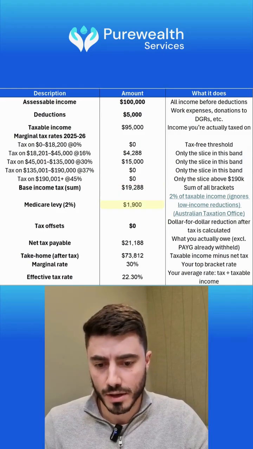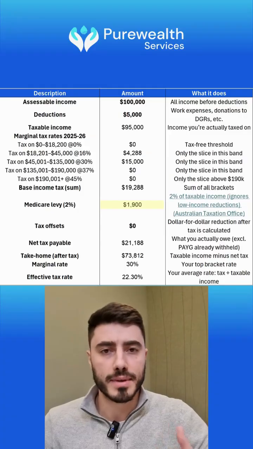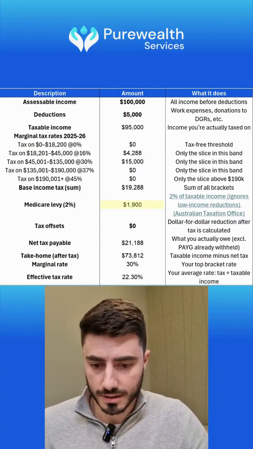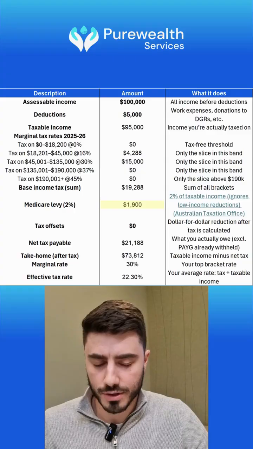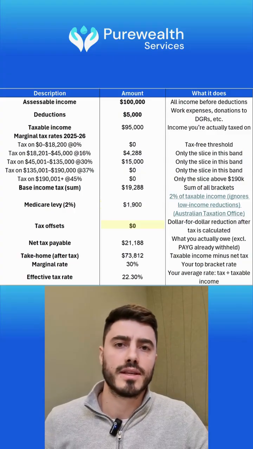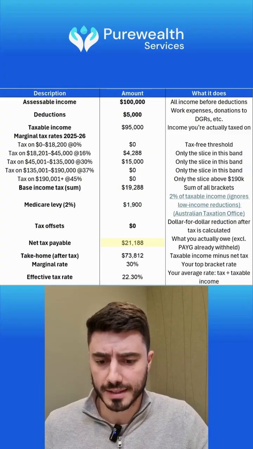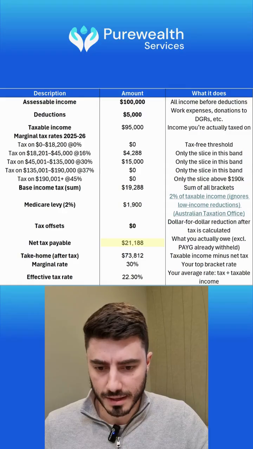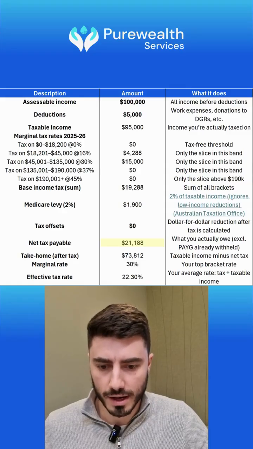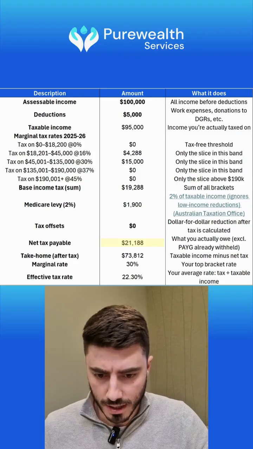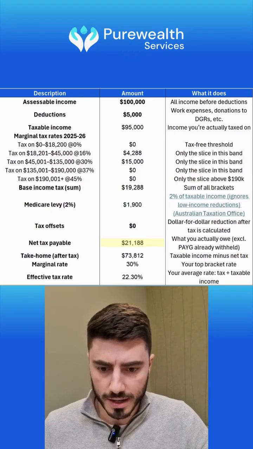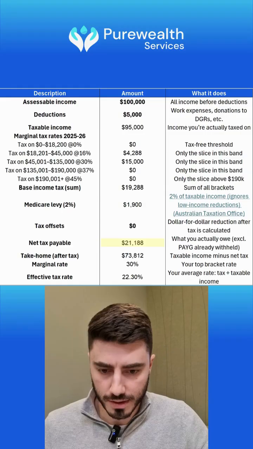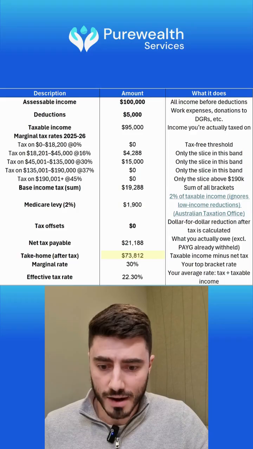So from there, once those brackets are applied, we get the base income tax of $19,288, okay? From there, we then apply Medicare levy. We're assuming 2% in this scenario here, so 1,900, minus any tax offsets that you may have. This will equal your net tax payable. So adding up the Medicare levy plus the base income tax, $21,188. So from that, you minus 100,000 minus the net tax payable, and that's going to be your after-tax take-home pay that you get.